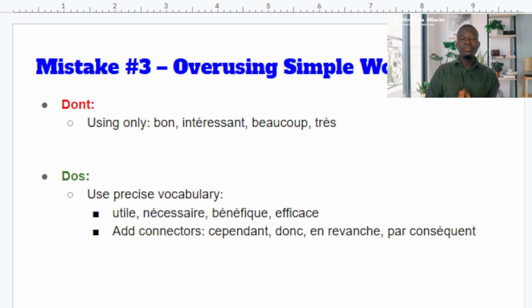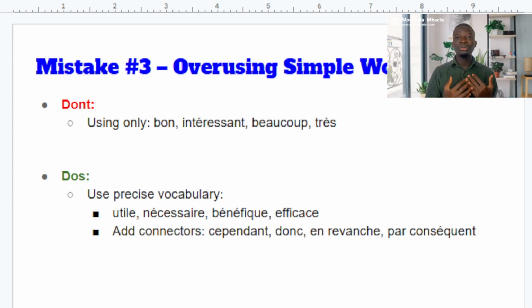Mistake number three, overusing simple words. I am someone who likes simplification. I like simple things, simple messages, clear, simple. But when it comes to this writing, you want to show off. Even if you are very humble, and I'm sure you don't want to boast, here you have to show off your French. You have to show that you know French, that you know complex words.